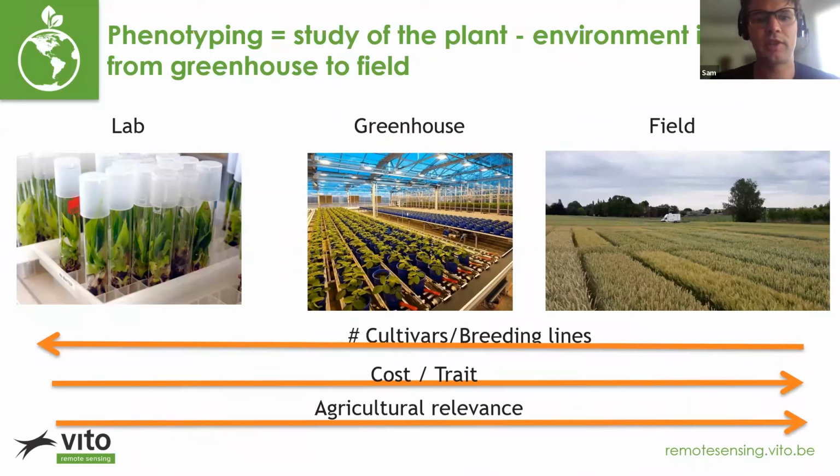And so to go into phenotyping, I'm sure many of you are already aware, but it is the study of the plant environment interaction. And it can be done in numerous environments. So we can look in lab environments where we have quite controlled studies of different traits, different breeding lines and cultivars, all the way to the field where we will have less direct control due to natural forces and lots of unpredictable factors, but we do in return get agricultural relevance for our different traits.